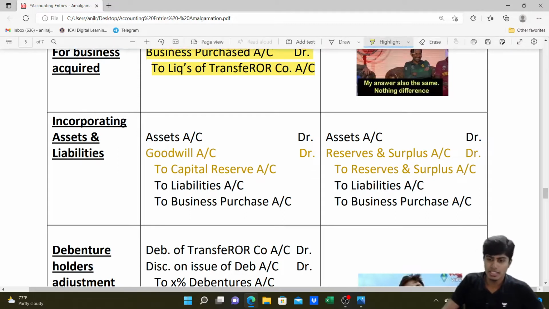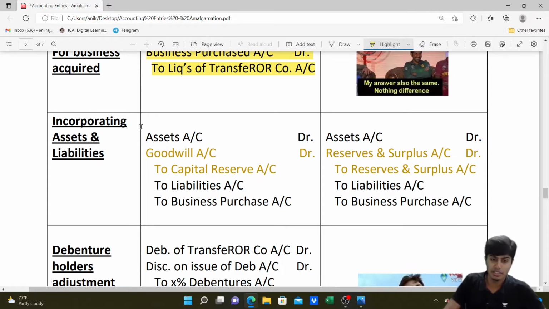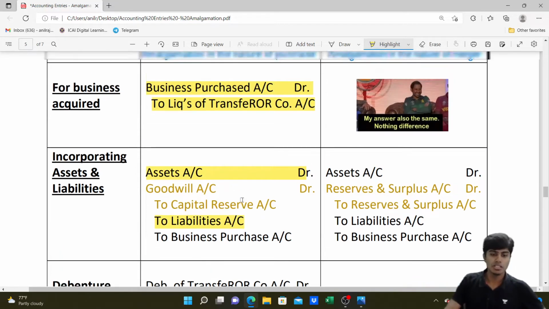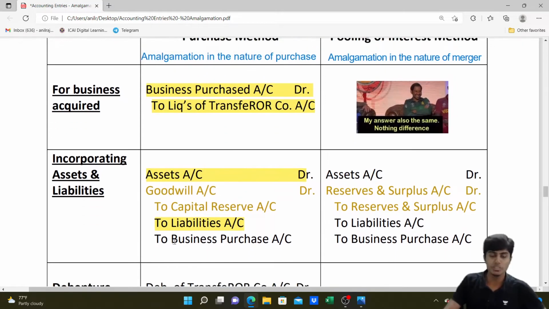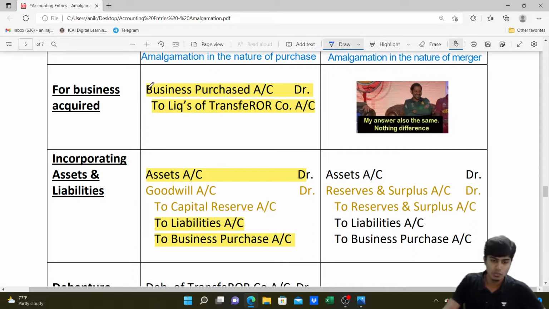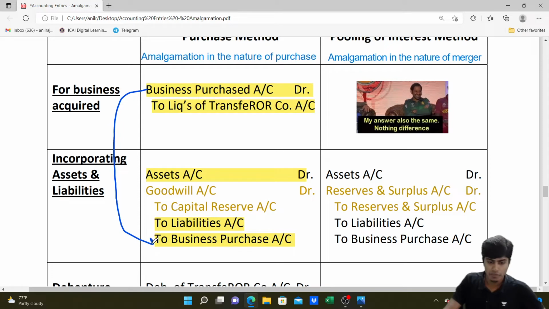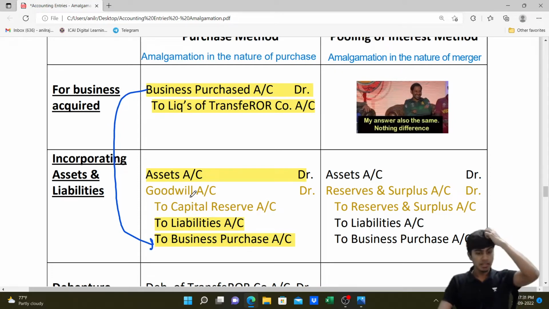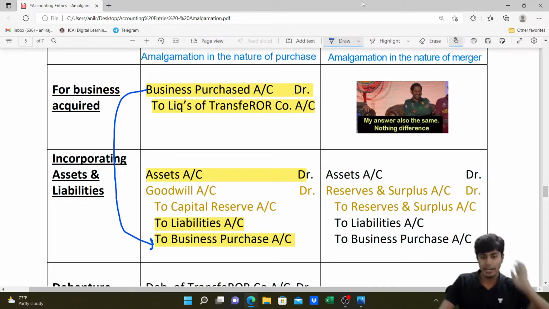See, in this case, under purchase method, the entry will be assets account debit and liabilities account credit. And because the business purchase is now recorded and that business purchase box is no longer required, we'll close it by crediting. Whatever debit we had done for business purchase is closed now by credit. And we are right now incorporating assets and liabilities. Yeah, this assets minus liabilities is NATO.